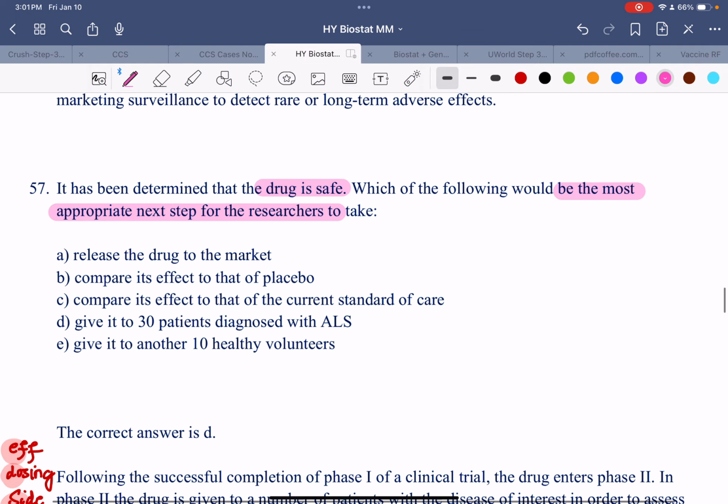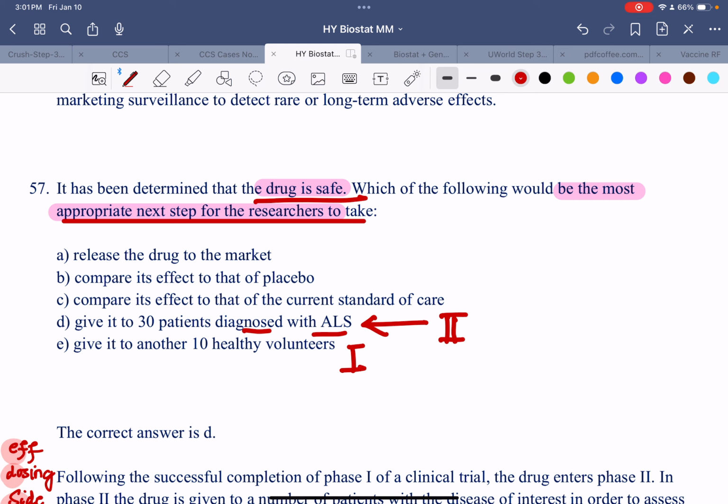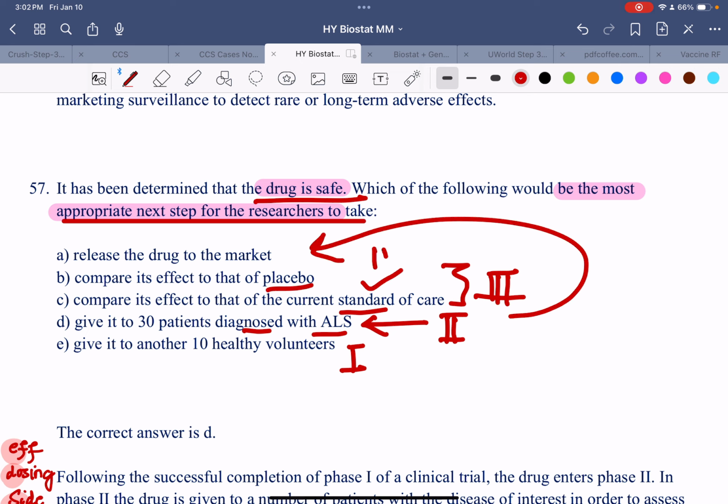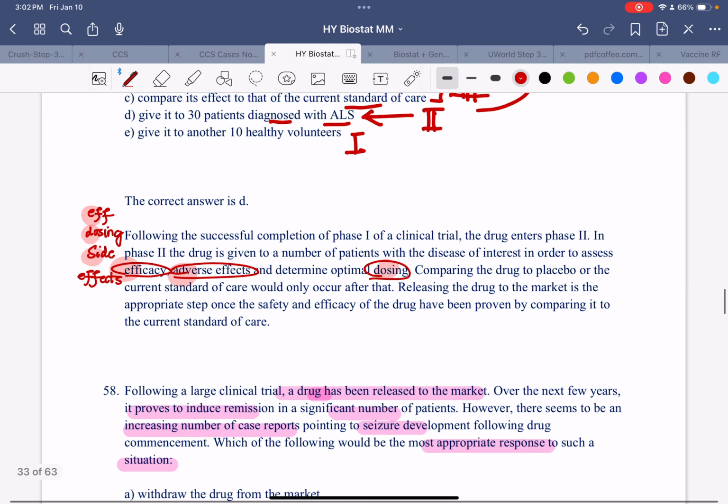It has been determined that the drug is safe. Which of the following is the most likely next step for the researcher? So they have done it on 10 healthy volunteers. So now we are going to give it to a moderate number of patients who have actually been diagnosed, but we are still not going to compare it. So this would be phase 2, this is phase 1. Next would be, we will compare it to either the placebo or the current standard of care. If there is a current standard of care, well and good, otherwise the placebo. And then the fourth would be, we are going to release it and then do the post-marketing surveillance, right? Okay.